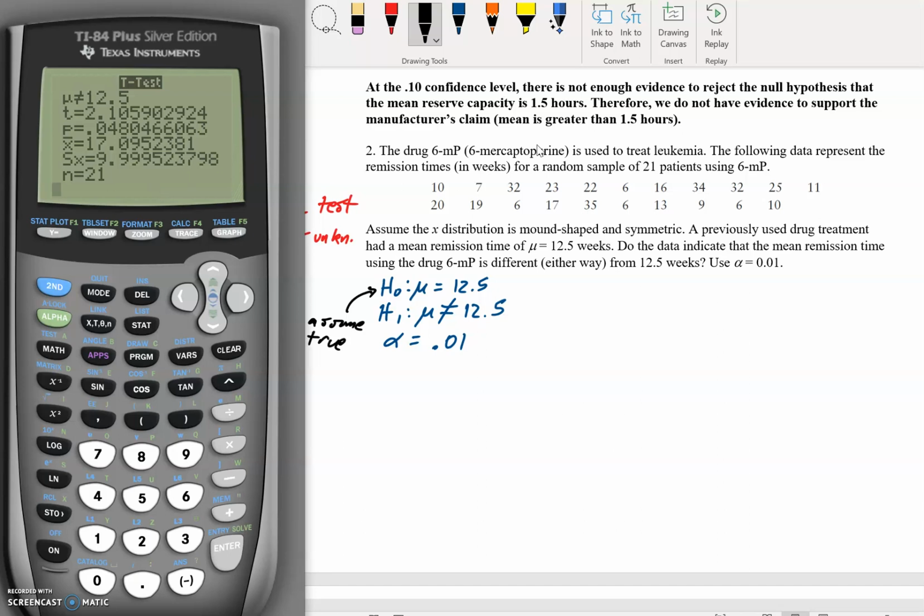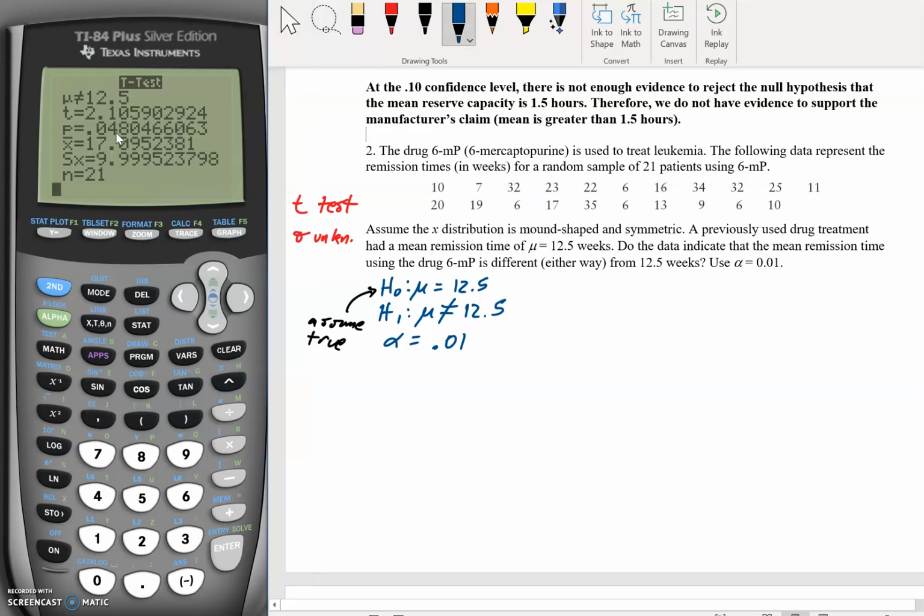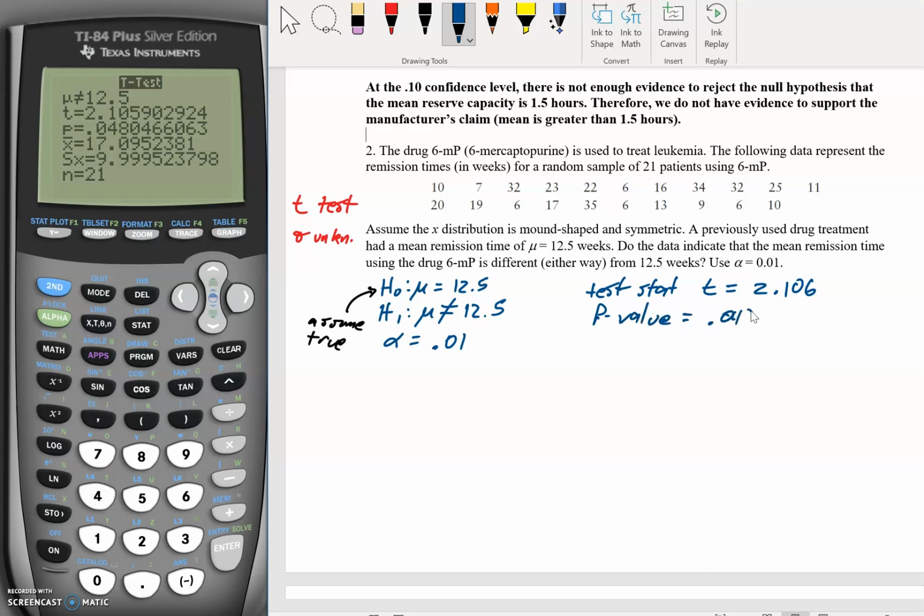Okay, so what do we want to take away from this? Well, there's a few things, right? For starters, we probably want our test statistic. So our test stat this time is not Z, but it is T. So this is 2.106 if we're rounding to 3 decimal places. And usually I go to 3 just because it tends to be enough. Our p-value is going to be 0.048, which is pretty small. So these sample results are pretty unlikely, right? And again, just to be clear, our sample result was that x bar for this particular sample was 17.095, right? That is definitely much larger than 12.5.